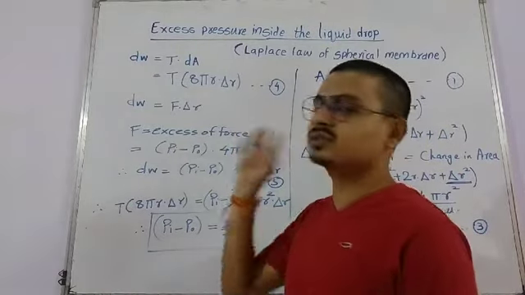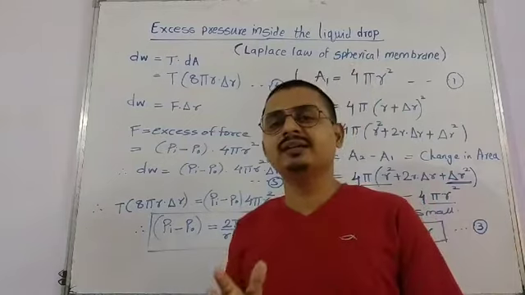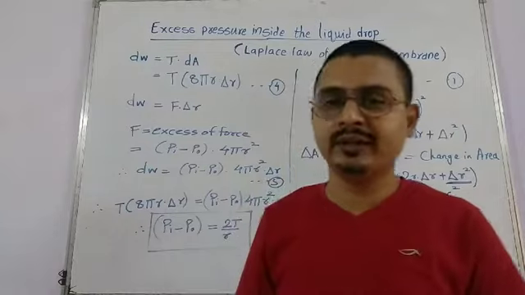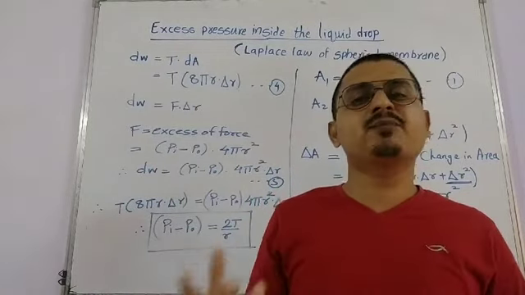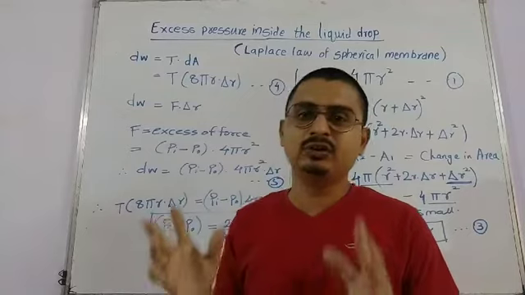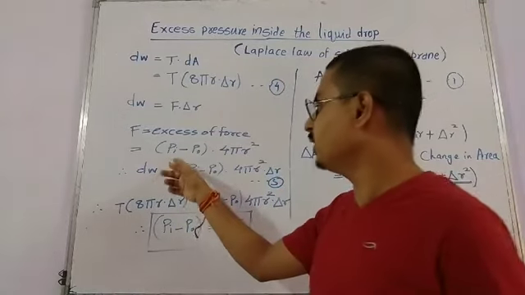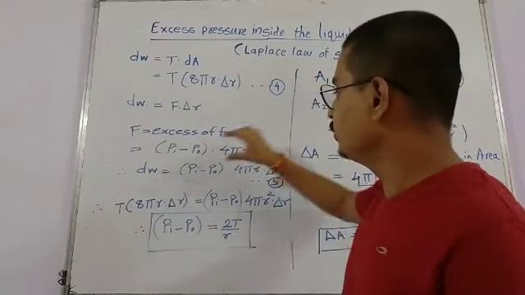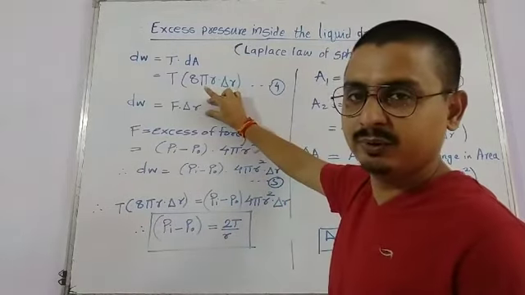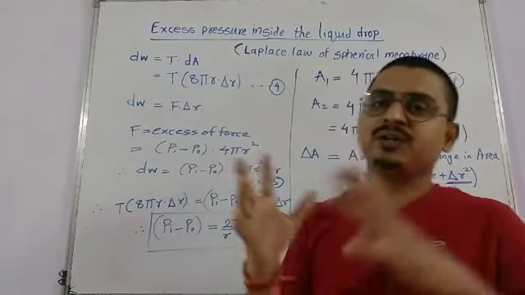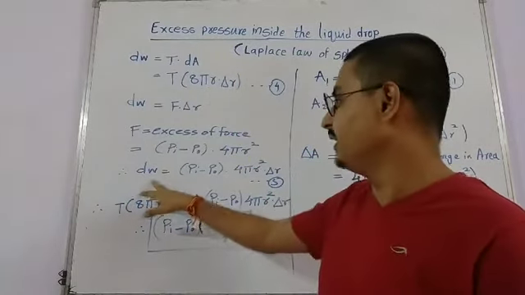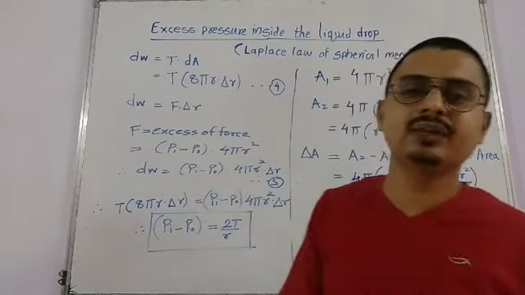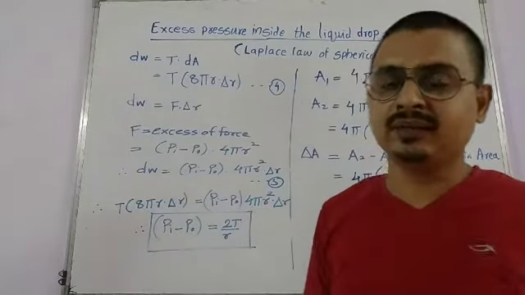So excess of force can be found using the formula: excess of pressure into the surface area. Because what is the formula for pressure? Force upon area. So excess of force will be the product of excess of pressure into the surface area. So we note down Pi minus P0 into 4 pi r square. Again using this in the equation of dW, that is the small amount of work done for expansion of the spherical drop, dW equals Pi minus P0 into 4 pi r square into delta r. We have noted this as equation number 5.